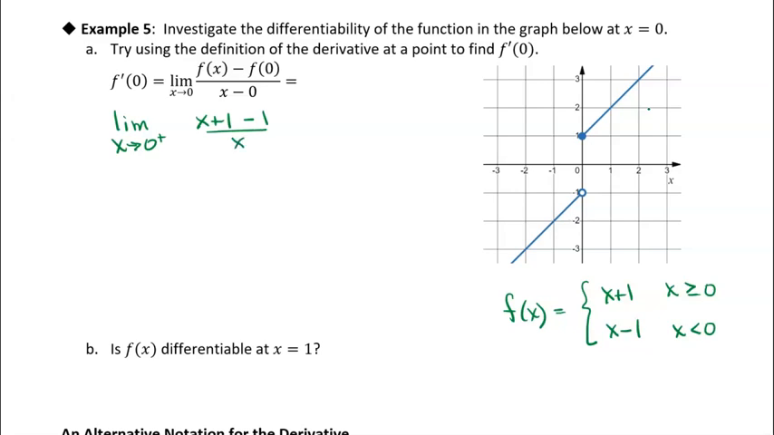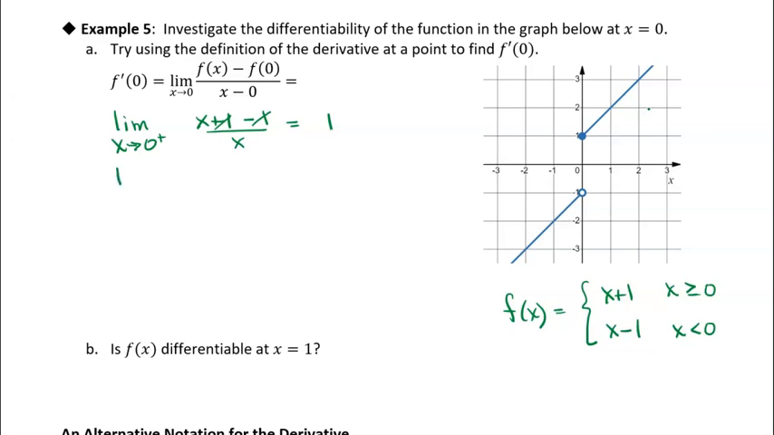So, as you would expect, we can cancel the plus 1 with the minus 1. We just get x over x, and so that's 1. I can cancel the x's as well. I'm not going to write the limit again, but you can see that the limit is 1. Okay, that makes sense.